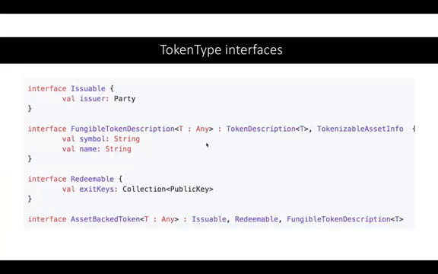Likewise, we might want to implement something that is redeemable, at which point we want to list a bunch of keys that we need a corresponding signature from, to exit this state from the ledger. Again, we might want something that's an asset-backed token. So an asset-backed token is something that's issuable, redeemable, and fungible. So we can build up from these kind of Lego blocks what different types of tokens would potentially look and behave like.